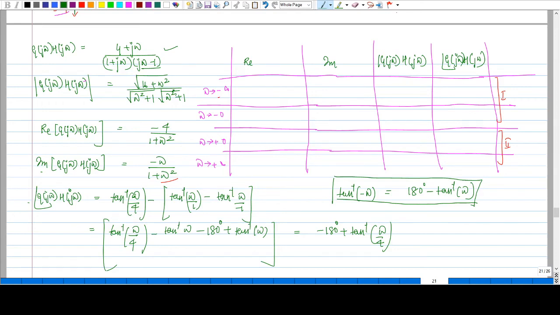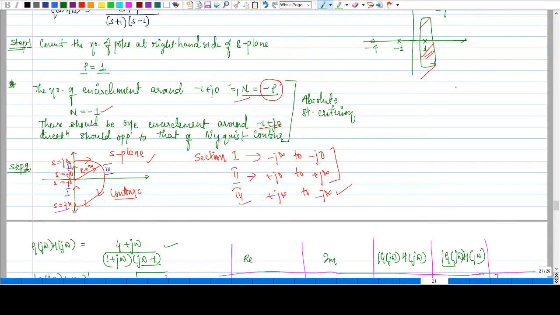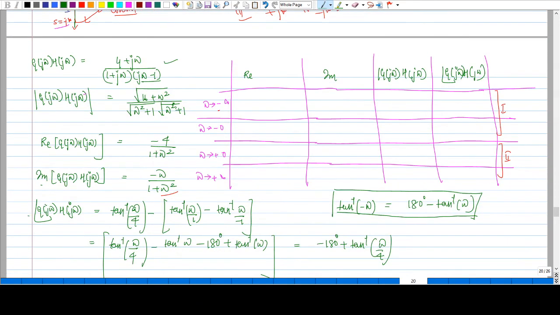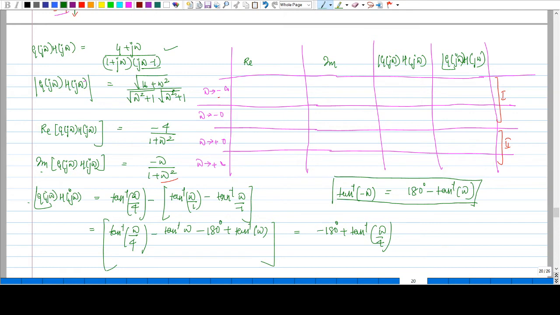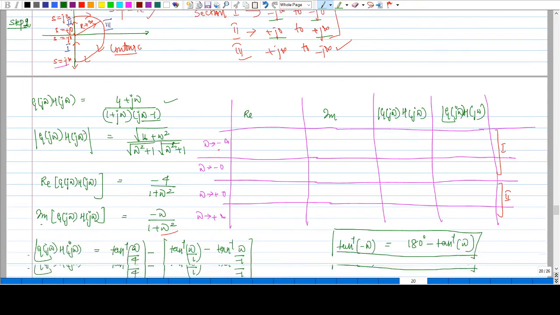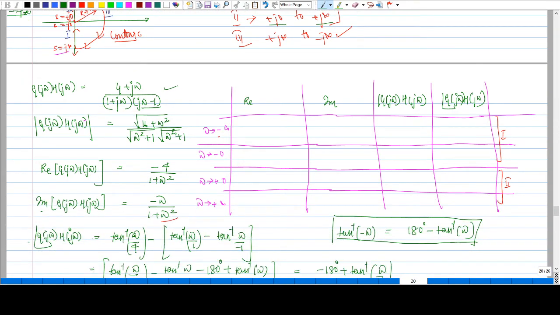In the previous video, we took the introduction and the first two steps of this question. Now, coming to the next part, we need to tabulate the columns. For sections 1 and 2, we take minus j infinity, minus j0, plus j0 and plus j infinity as the omega values. For these omega values, we have to tabulate the real, imaginary, magnitude and angle of the G of omega, H of omega function.